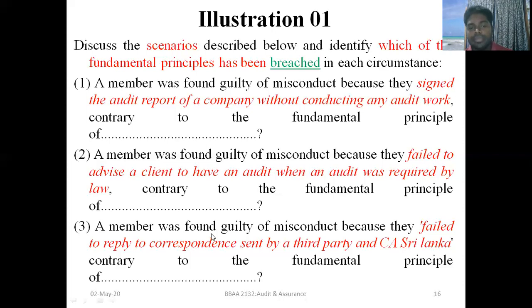The third one says the member was found guilty of misconduct because they failed to reply to correspondence sent by a third party and CS Sri Lanka, contrary to the fundamental principle of what? The auditor is a member of CS Sri Lanka, so they failed to reply to correspondence sent by the third party as well as CS Sri Lanka as a member body. In this situation, your behavior is not good. Definitely you violated professional behavior. What's the next one?